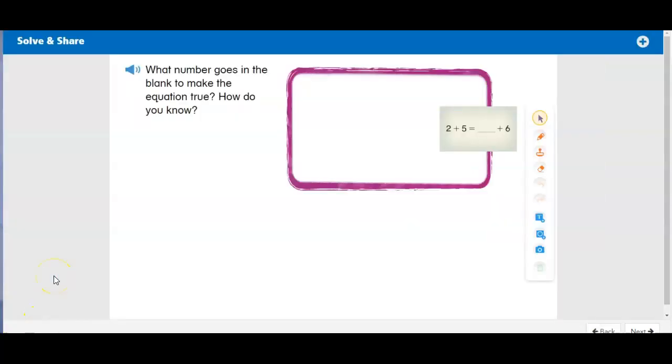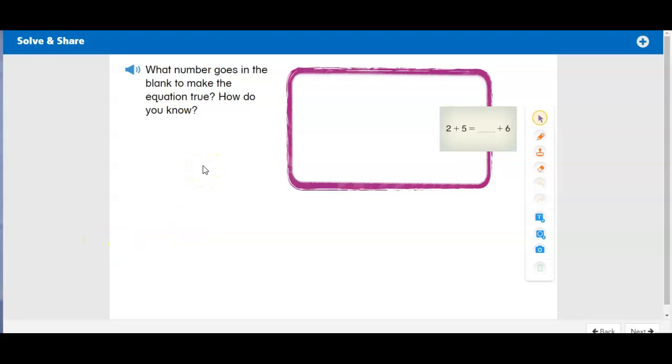So this week so far we have been talking about true and false equations. True equations are when both expressions on either side of the equal sign equal the same number. A false equation is when the expressions on the sides of the equal sign do not equal the same number.